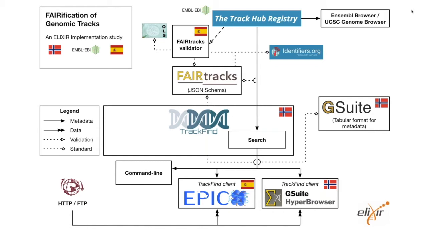And the validator and the schema itself connect through the Ontology Lookup Service, and so the validator checks the Ontology Lookup Service whether the provided ontology values are correct. And also we connect heavily to identifiers.org for the global identifiers for various kinds of metadata, so that you can go from metadata in FAIRtracks format into existing repositories to get more information.